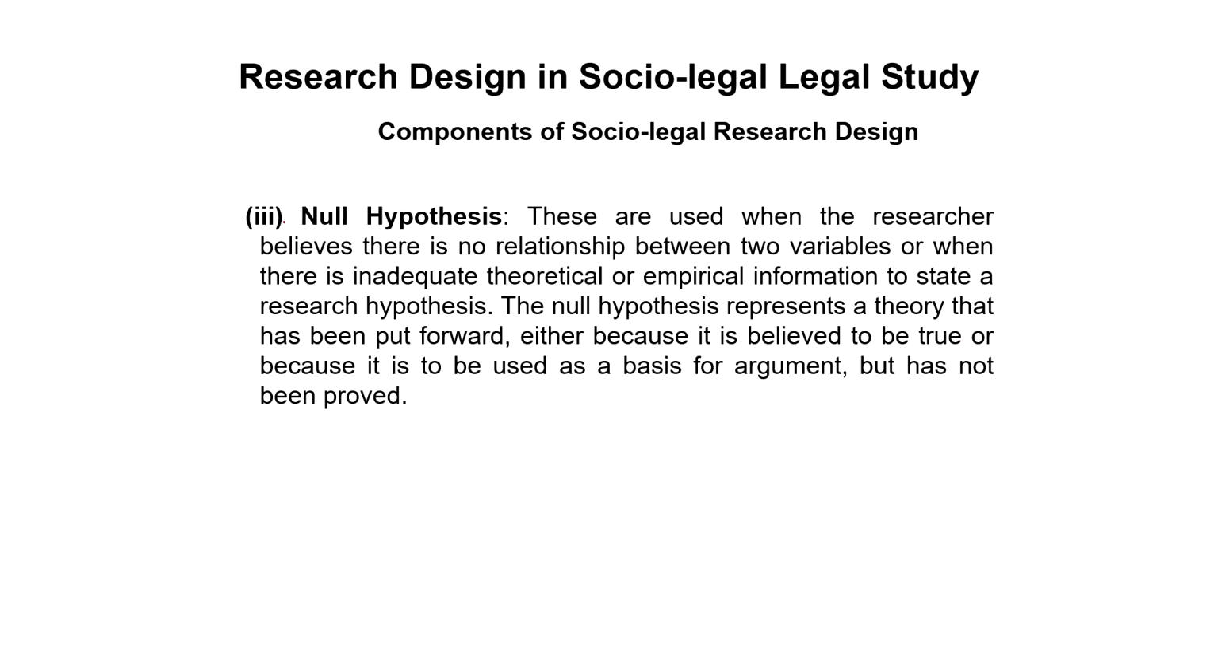Then the third type of hypothesis is the null hypothesis. These are used when researchers believe that there is no relationship between the two variables. We call this a null hypothesis. When there is inadequate theoretical or empirical information to state a research hypothesis, the null hypothesis represents a theory that has been put forward either because it is believed to be true or because it is to be used as a basis of argument, but it has not been proved.